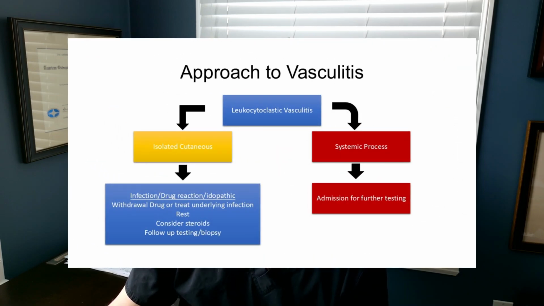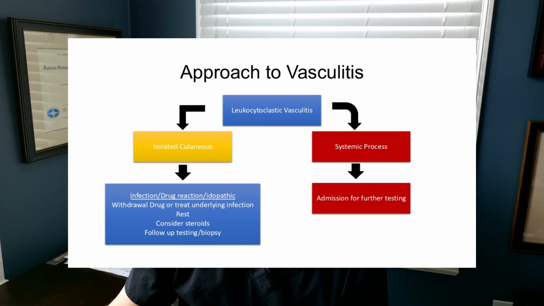So let's talk about how to disposition a patient when vasculitis is of concern. When presented with leukocytoclastic vasculitis, now that you can identify it, we want to define if this is a systemic process versus an isolated cutaneous process. And that's what our lab work's for. That's what our review of systems is for.